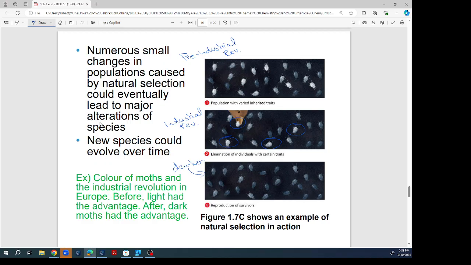And so this is the bugs eating, or the birds eating the light ones is natural selection. They're being selected out of the population, leaving the darker individuals. And so, you know, the picture's worthwhile. I put in this example here, moths in the Industrial Revolution. Light had the advantage before, but then after everything got dirty and darker, then the darks had the advantage, and the populations changed as a result.